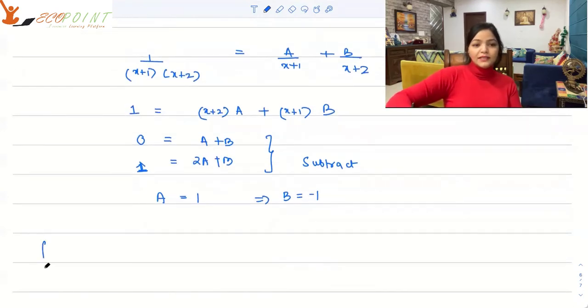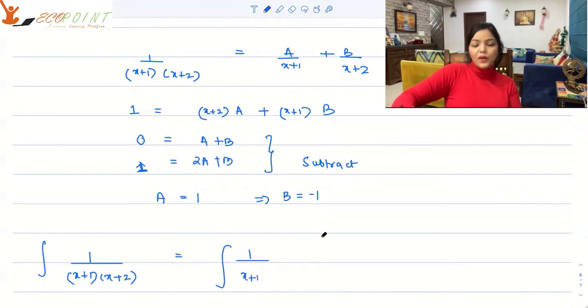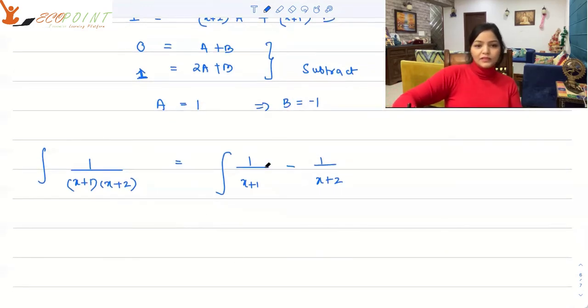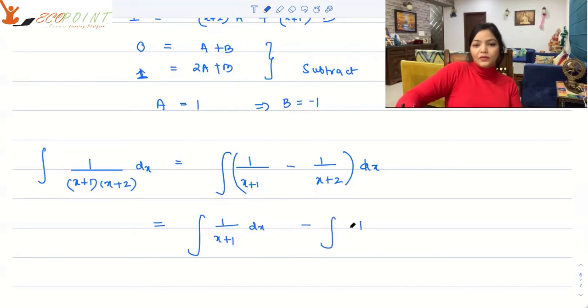And that means the integral of 1 upon (x plus 1) into (x plus 2) is equal to the integral of 1 upon (x plus 1) minus 1 upon (x plus 2). So the integral we can take inside, dx here as well. So this will become integral 1 upon (x plus 1) dx minus integral 1 upon (x plus 2) dx.